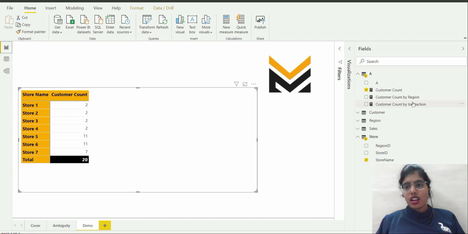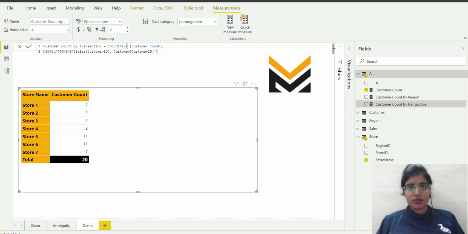So over here, I'll go to this. This is customer count by transaction. And as you can see, I have used the CALCULATE function in this case, and I have used the customer count measure in this particular function because the first argument of CALCULATE is going to be some expression or measure. And in the second part, I have used a modifier, the USERELATIONSHIP function of DAX.